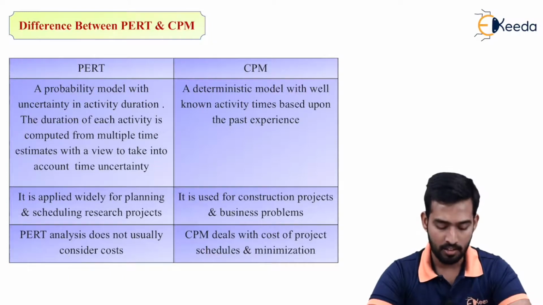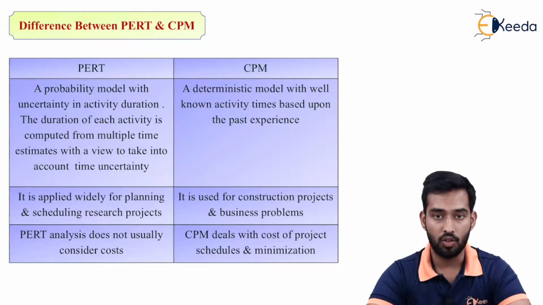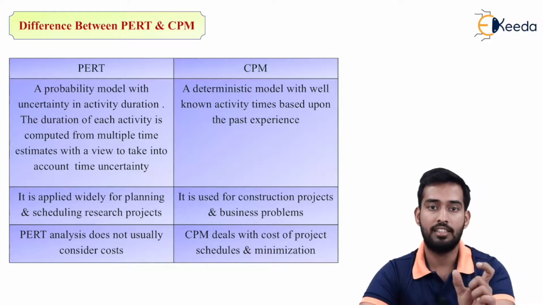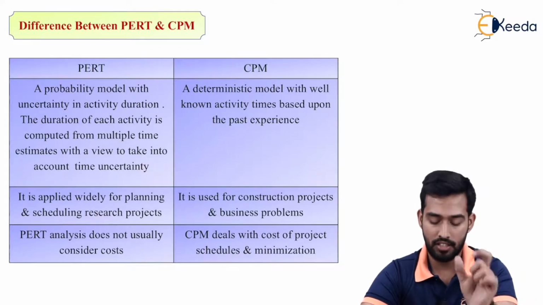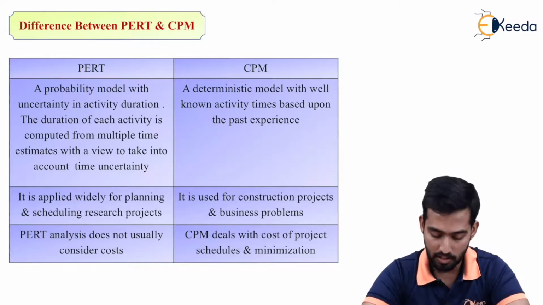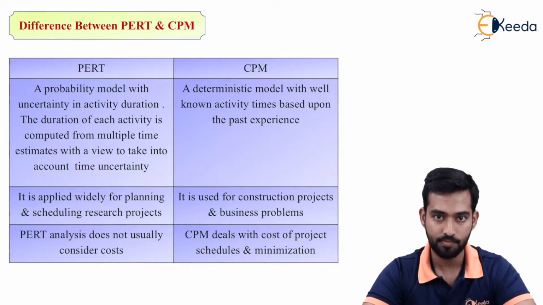And third, PERT usually does not consider cost, whereas CPM is your deterministic model having the exact duration of the activity, and it is used for all construction and business models. And CPM has the cost of the project schedule and minimization.